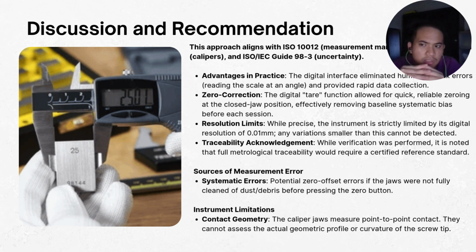The third thing that I want to talk about is the potential errors in this experiment. We remained vigilant regarding systematic errors such as zero offset, which is caused by dust or debris trapped in the jaws before we start zeroing it. Another thing is that, to further minimize external variables, all measurements were conducted by the same user in a consistent room environment, which is quite important because if we measure in a different room, the temperature or the room environment might be different.